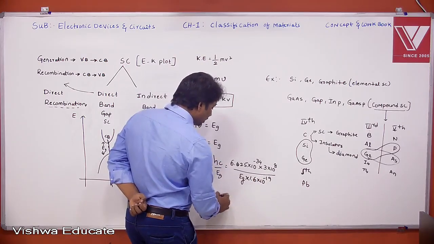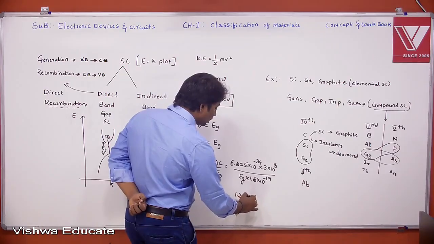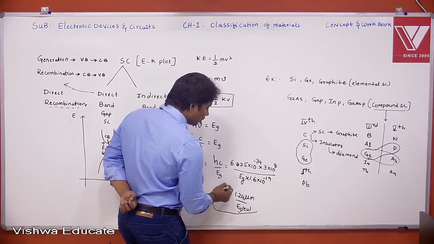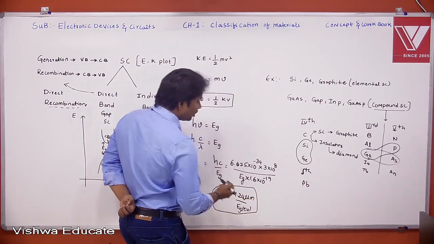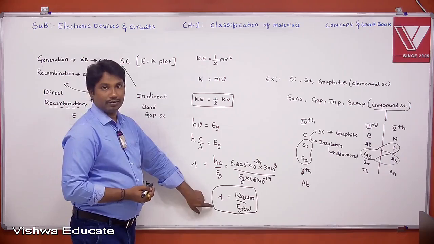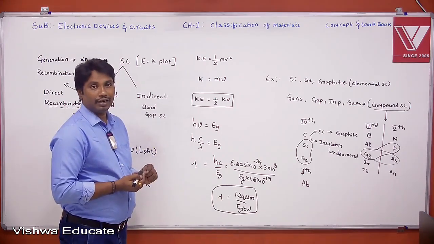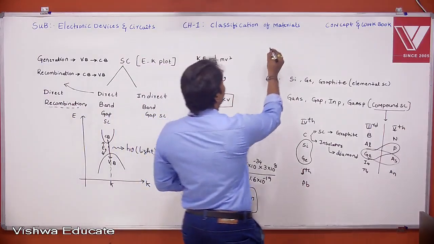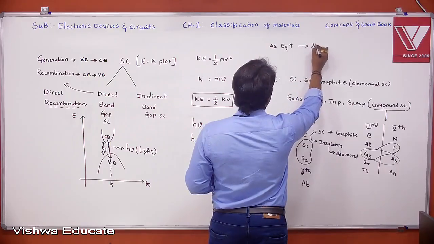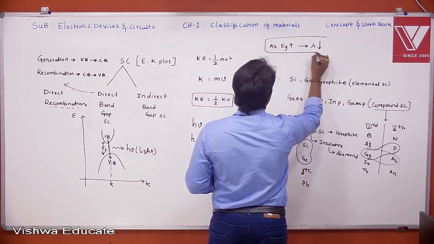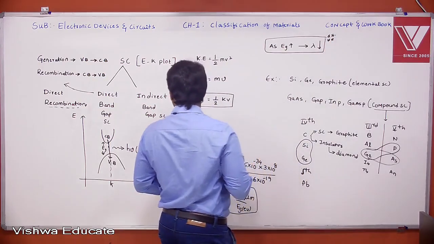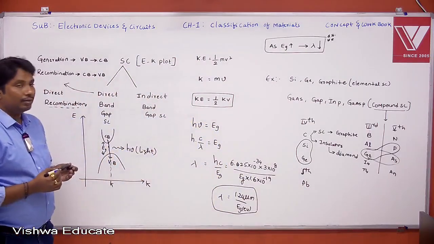Now what is the value of lambda here? Lambda is nothing but 1.24 micrometer divided by the energy gap in terms of electron volt. This is the relation between lambda and energy gap. From this relation, what can we understand? Lambda and energy gap are inversely related. Means as the energy gap increases, then what happens to lambda? It decreases. And this is a very important relation. Right. This is about direct band gap semiconductor.